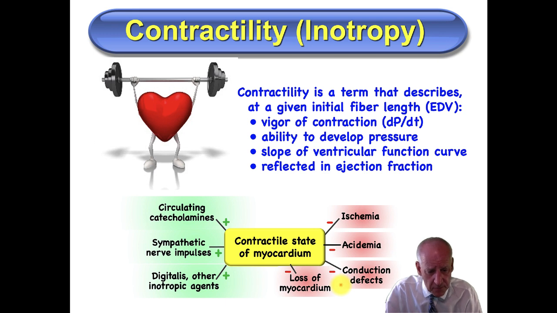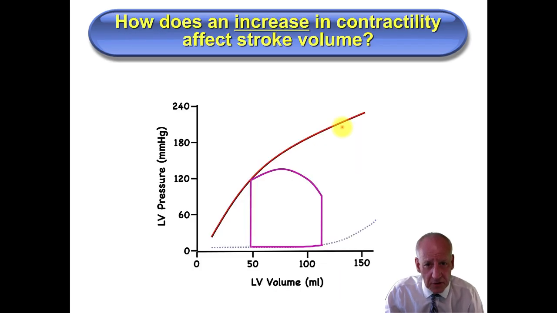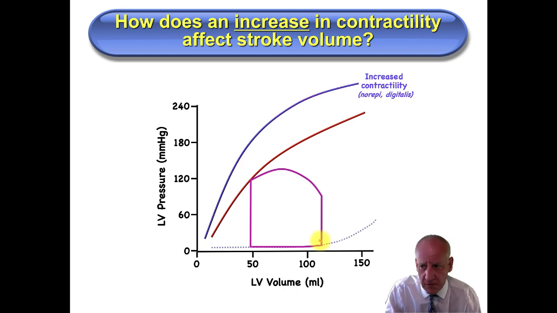And one final example is loss of myocardium, where you have a zone of the myocardium that has been deprived of adequate blood flow and it has become permanently injured or dead. So let's go back to our ventricular function curve and model an increase in contractility and look at its effect on stroke volume. Here we have the ventricular function curve. We've superimposed a normal PV loop, one cardiac cycle. A shift in contractility is manifest as a shift in the ventricular function curve.